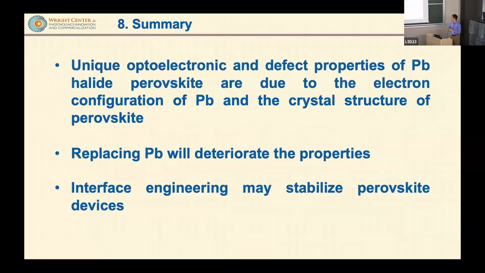Okay, now I want to summarize my talk. Perovskite is a really fascinating material because of its very unique optoelectronic properties, its defect properties, and also the low-temperature solution synthesis. It is really a wonderful material, and we can make perovskite as stable as we want.